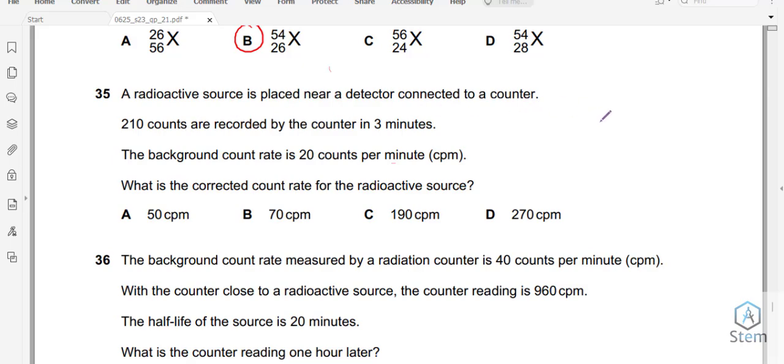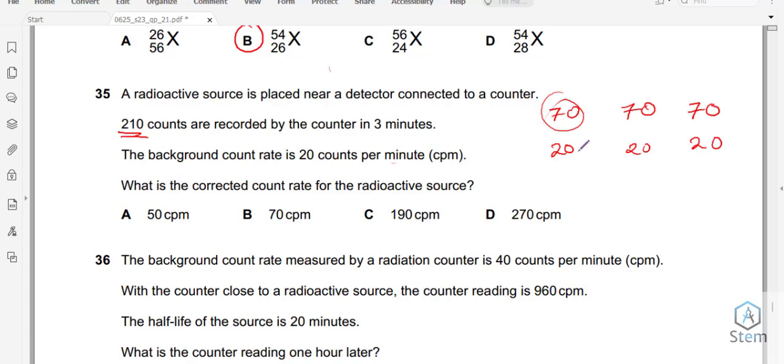We divide 210 by 3, we have 70. So we were receiving 70 counts every minute. Now, of these 70, 20 were due to the background. That is the rocks, the cosmic rays, the lab material that might be releasing radiation, etc. So these 20 came from the background every minute.